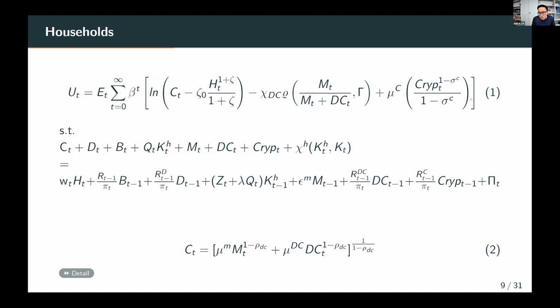For crypto, I also follow the other literature in the field and include it inside the utility function. And then for the budget constraint, households finance their consumption by putting deposits into the bank and also lending directly to the firm. And then they can get some return rate for CBDC and crypto.